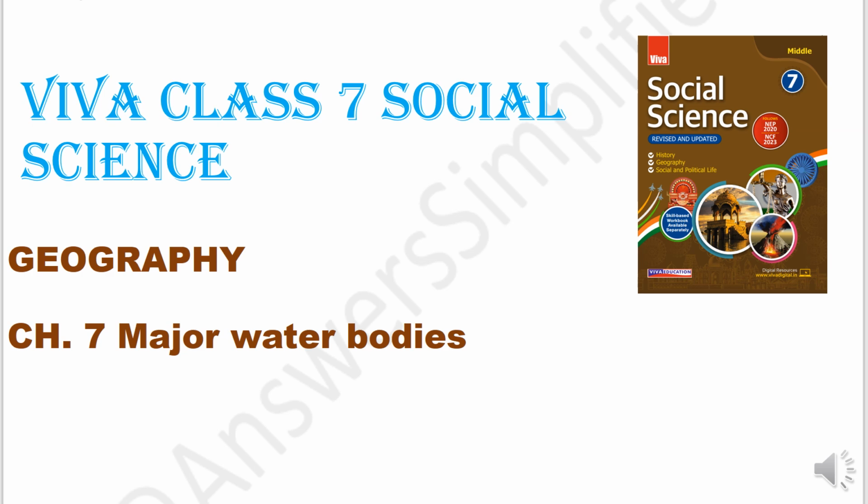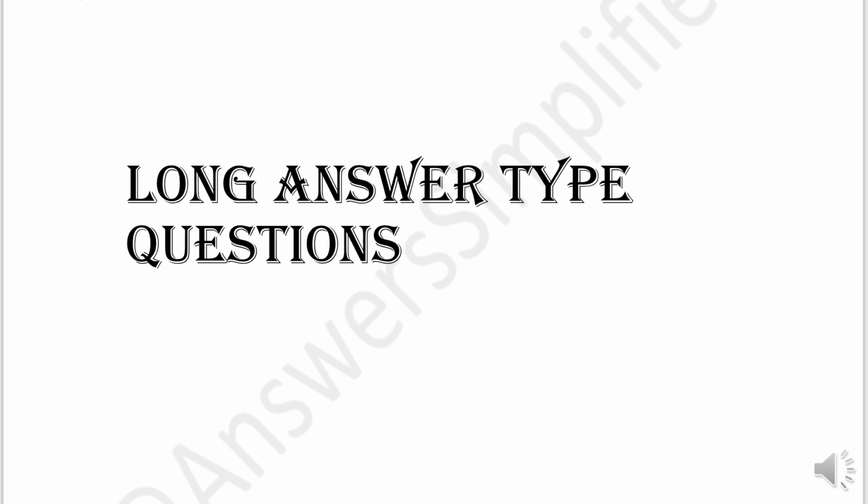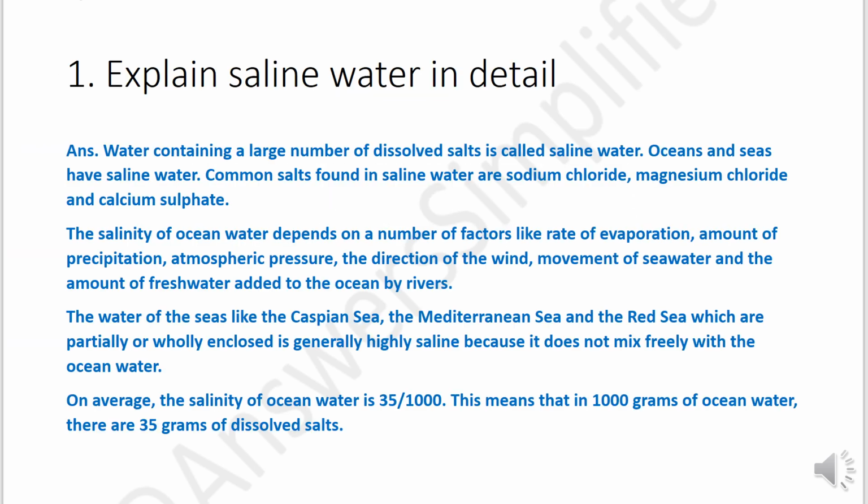In this video, I will be sharing answers of Viva Class 7 Social Science Geography Chapter 7 Major Water Bodies. Let us discuss the long answer type questions. First question, explain saline water in detail.